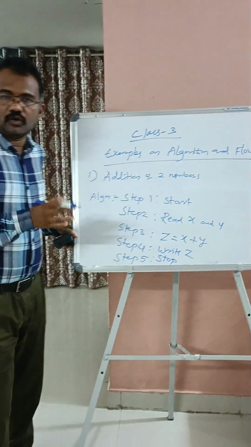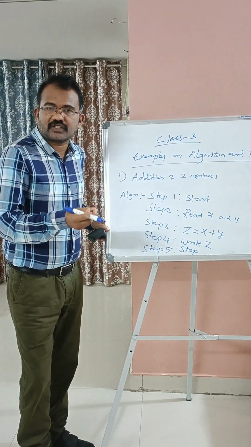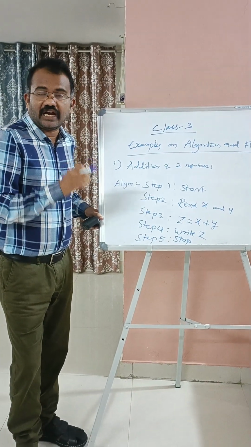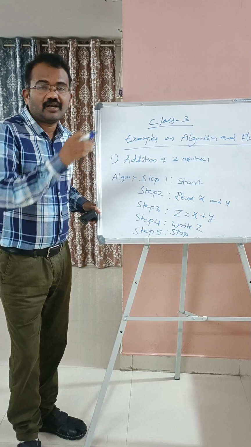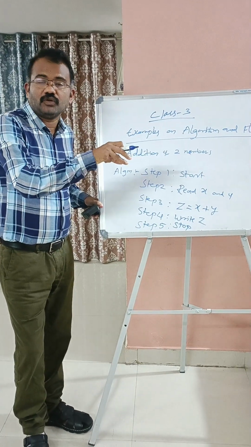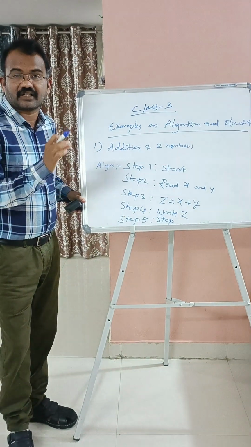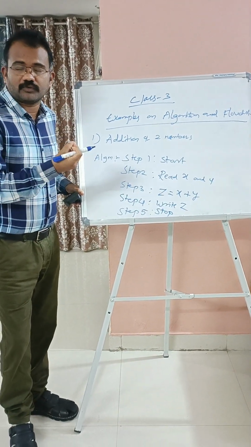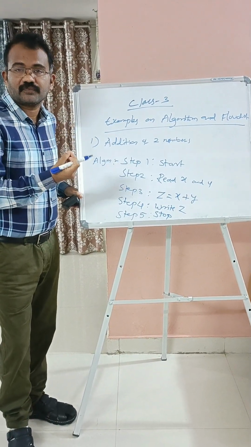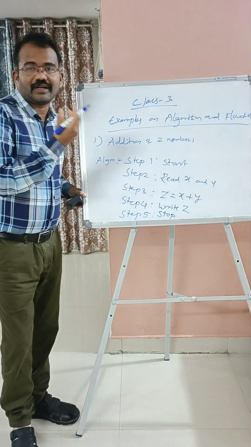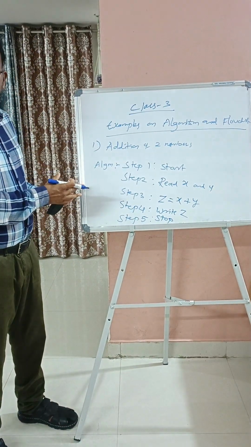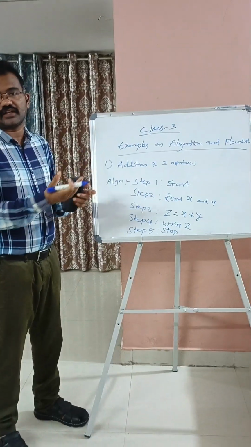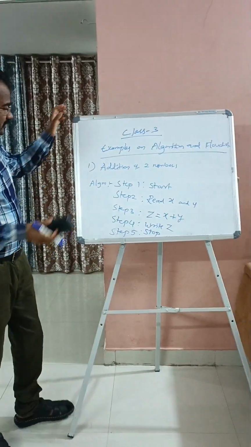Right, clear? So for addition of two numbers, first we need to take the two numbers, calculate the addition and display the addition. Whatever value we take, we need to display. By taking inputs we have to use read, and by displaying output we have to use write. So now this is the algorithm. Now how to write this algorithm as a flowchart? We have to discuss it now.